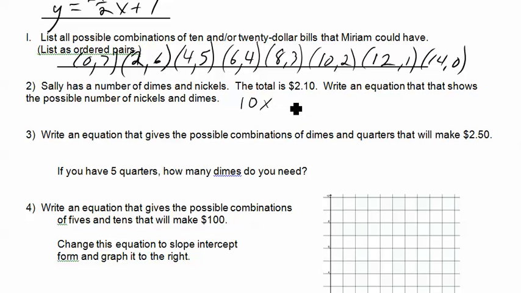I could use D and N here if I wanted to. A nickel is worth 5 cents. And all together they equal 210 cents.